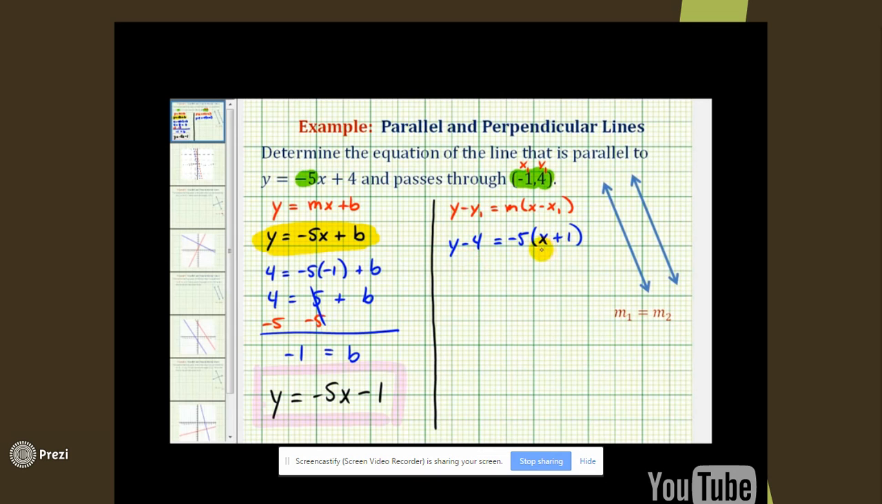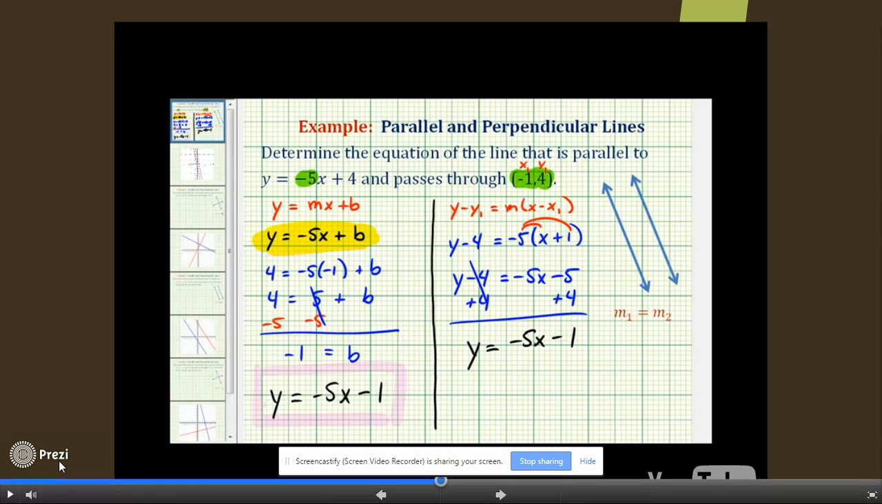And now to write this in slope-intercept form, we'll solve for y, so we'll distribute here. So we'd have y minus 4 equals -5x minus 5, and then we add 4 to both sides. This would be 0, and you can see we're going to have the same equation. We'll have y equals -5x, and then this is -1. So as you can see, whichever method you use, the result is the same. It just depends on what method you want to use.